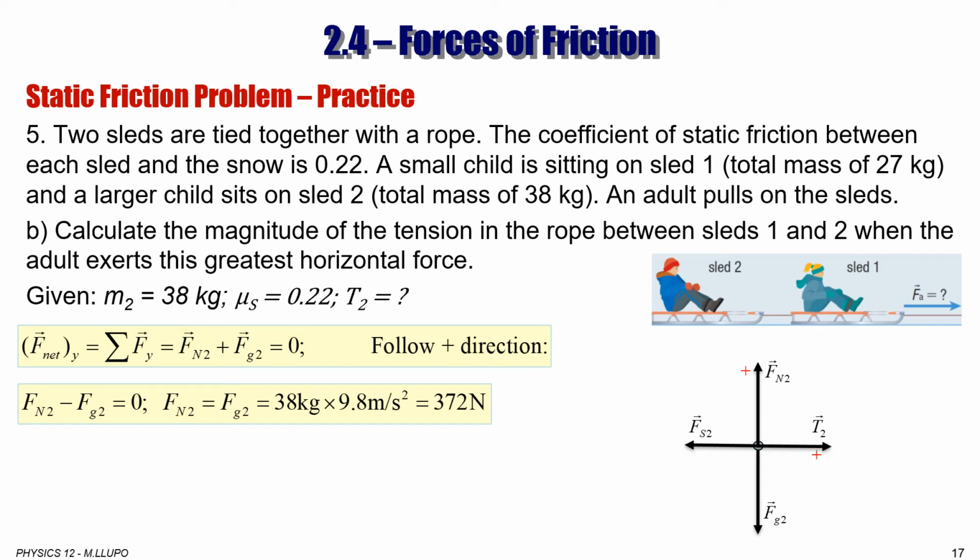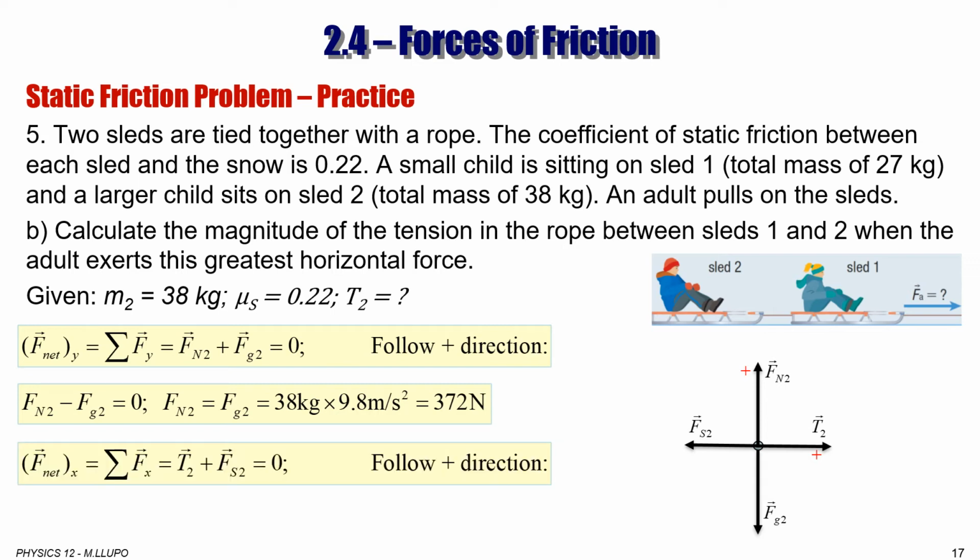We can do the same for F net x, which is the sum of all forces and is equal to 0. So we solve for T2, which is equal to Fs2, the static force of friction 2, which is equal to mu s Fn2. We just calculated Fn2. So 0.22 times 372 Newtons is equal to 81.9 Newtons.